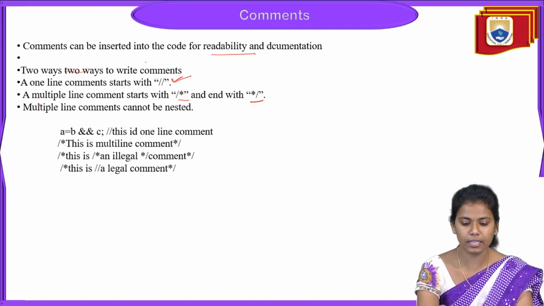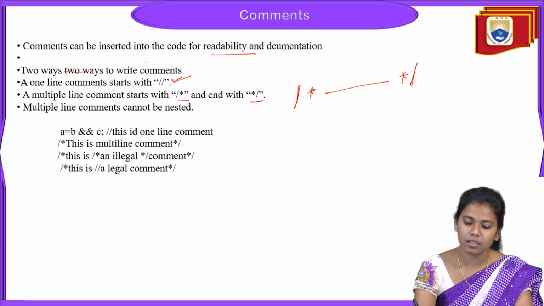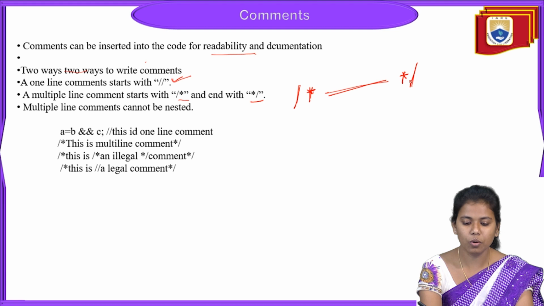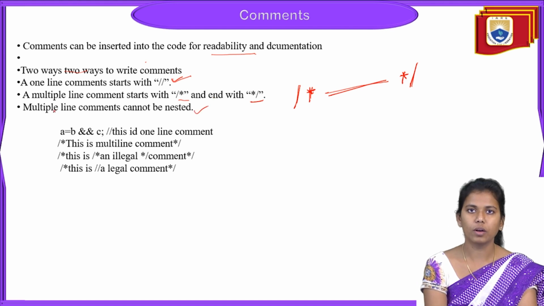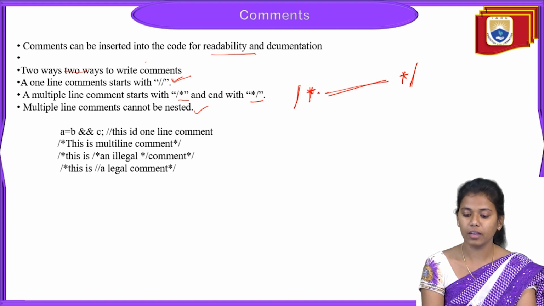The multiple line comment starts with slash and star, and ends with star and slash. Coming to the multiple line comments: they cannot be nested. So a multiple line comment starts with slash, star, and ends with star and slash.